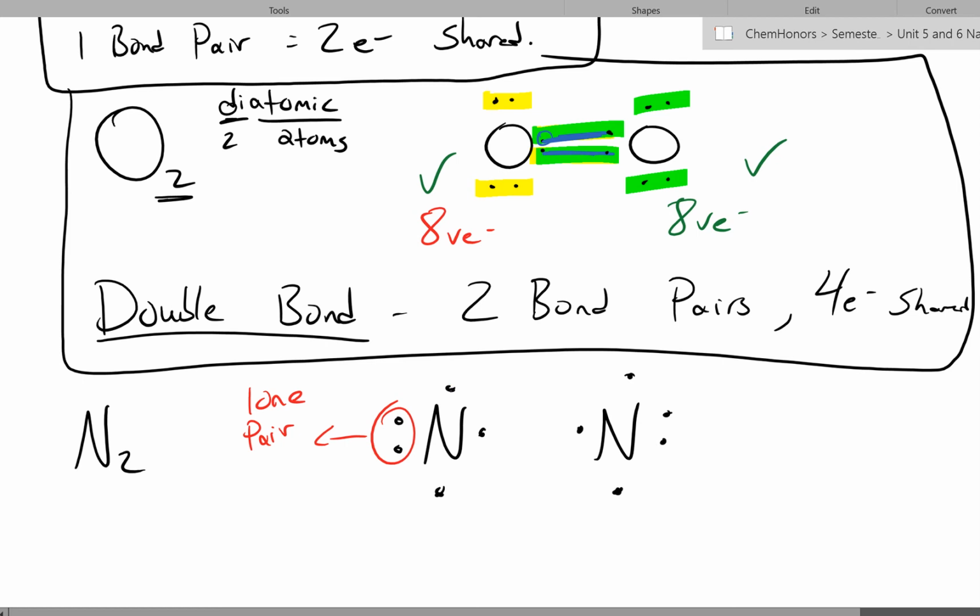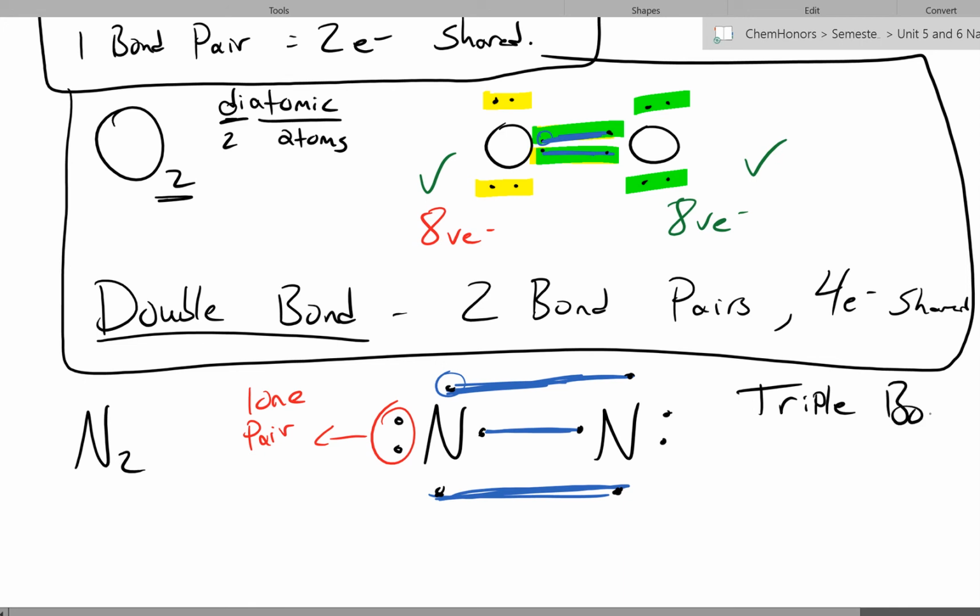When we look over here, this is just a single electron by itself. This electron is what can be shared with another single electron. And if we look, nitrogen has 3 of those lone electrons, so it can form 3 different bonds. This is called a triple bond because there are 3 bonds.